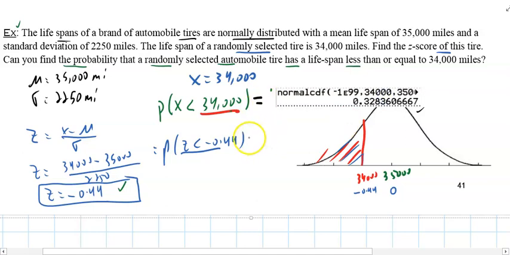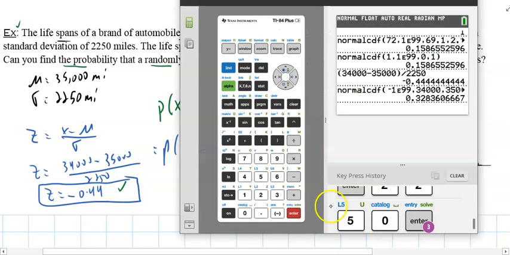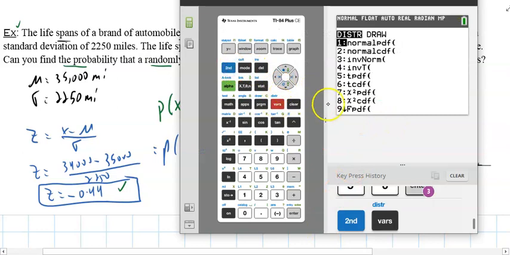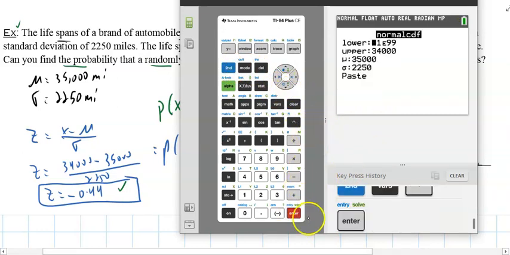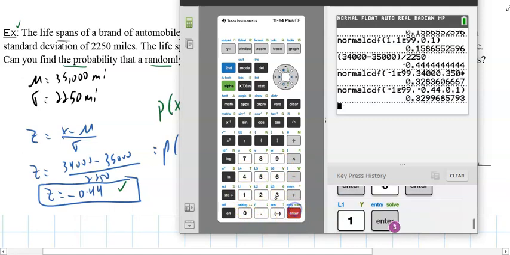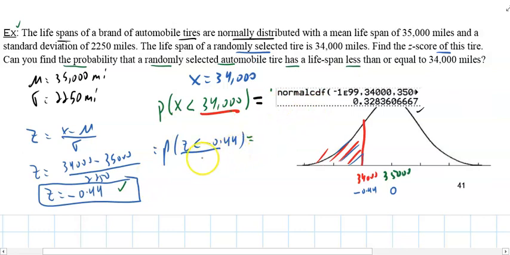And if I want to go by the z-score, well, the same deal. What's the difference? Distribution. I'm going to go for my normal CDF. The lower end is such and such, but the upper end, now I'm going to say it's negative 0.44. Well, here, the average is 0 and the standard deviation is 1. And what's the answer? It turns out to be the same. 32.996, so roughly 33%.